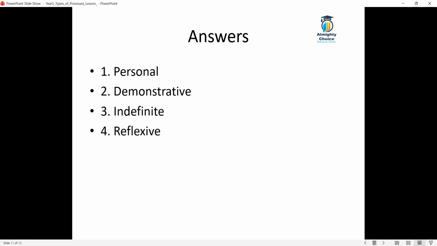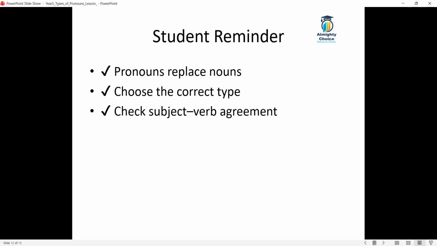The first one was personal. The second one was demonstrative, then indefinite, and reflexive. How did you go? So before we finish, remember, pronouns replace nouns. Different types of pronouns have different jobs. Using them correctly improves your writing. So make sure you use them correctly, and check the subject and verb agreement.